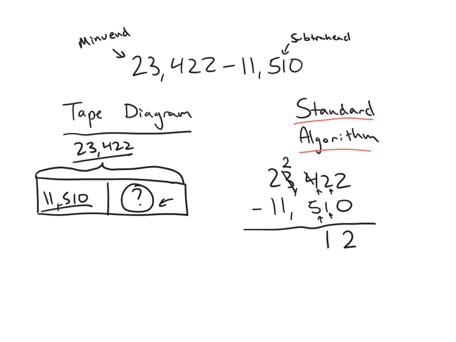And that adds 10 hundreds to my hundreds place here. So I'm going to have 14 hundreds, the 10 plus the 4 I already had. And what this allows me to do now is I can take 14 minus 5, which is 9.